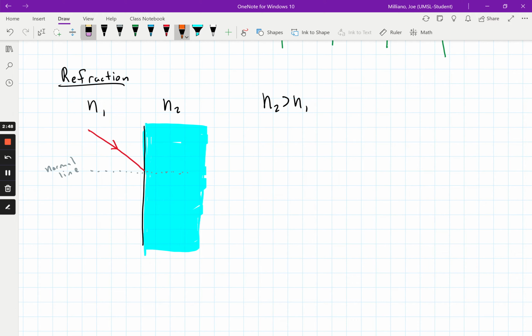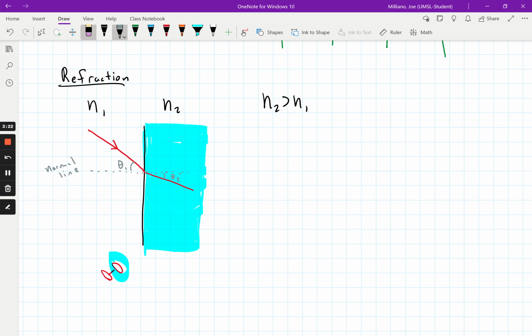And that light is going to, let's see, using my toy car model, this right wheel is going to get caught on the slower medium first. And so it's going to bend toward the normal like that. And I want to draw it. There we go. So our theta 1 with the normal and the incident light is greater than our theta 2 with the normal and the refracted light.